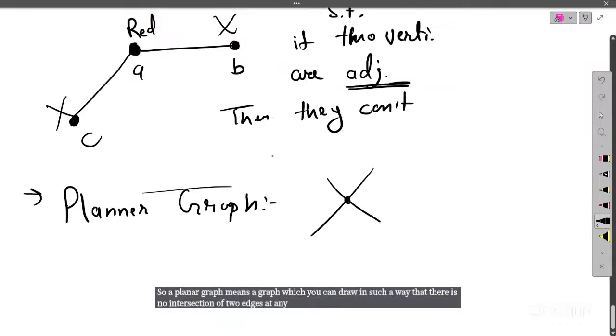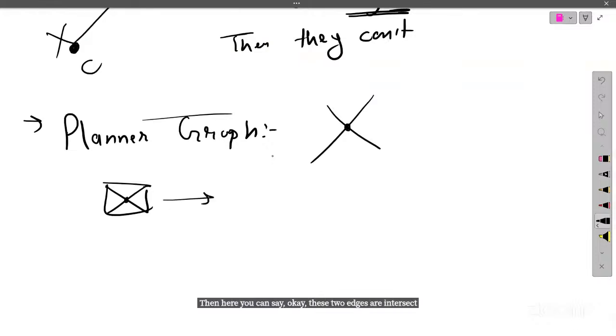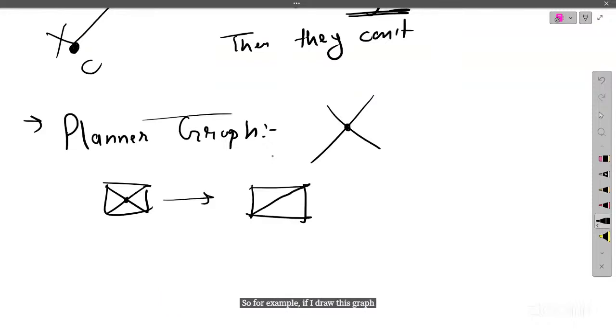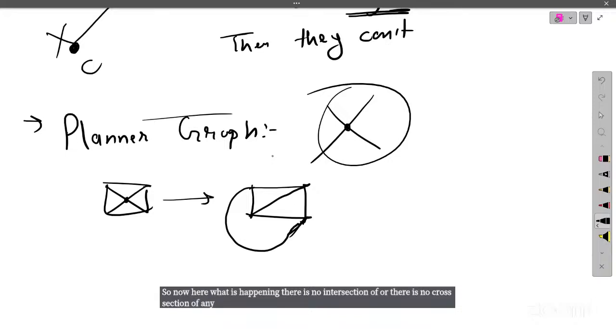So, for example, if you consider this graph, you can say, okay, these two edges are intersecting, but we can draw this graph in a different way. So if I draw this graph in this way, right? Now here there is no intersection or cross section of any two edges. Such a graph is known to be a planar graph. If we can draw a graph in such a way that there is no intersection of edges, those graphs are known to be planar graphs.